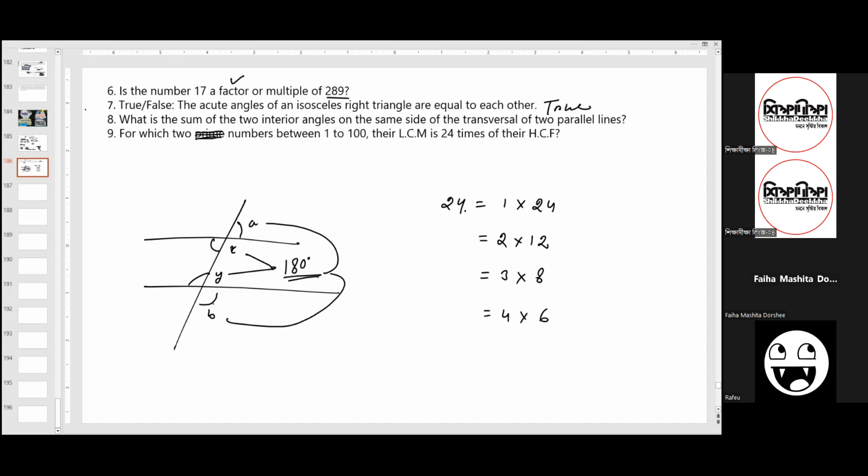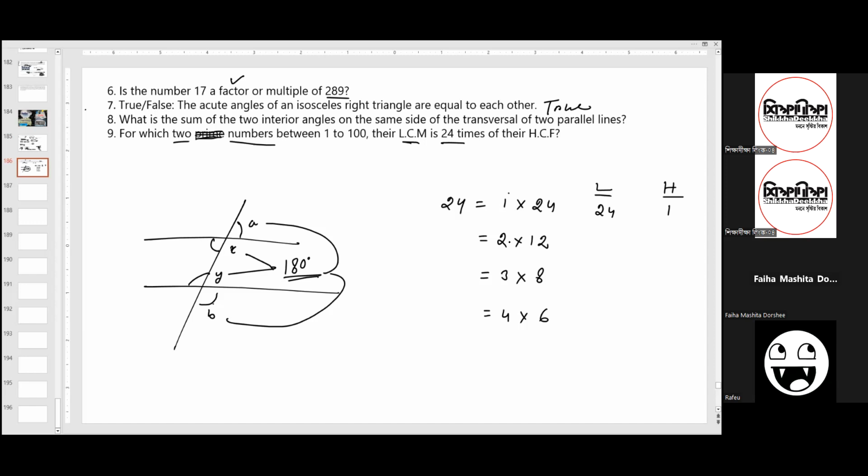Now if you want to find out what are the possible two numbers that have the LCM 24, right? So let's try with all of these, and later on we'll try some other numbers also. If I write L for LCM and H for HCF, the LCM of 1 and 24 is going to be 24, and the HCF of 1 and 24 is going to be 1, right?